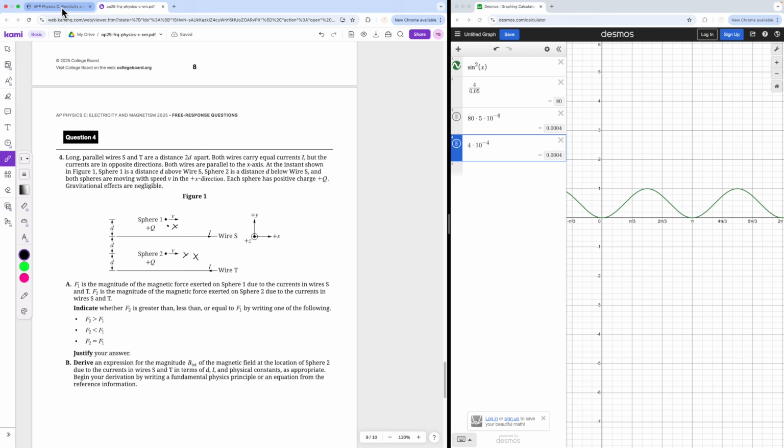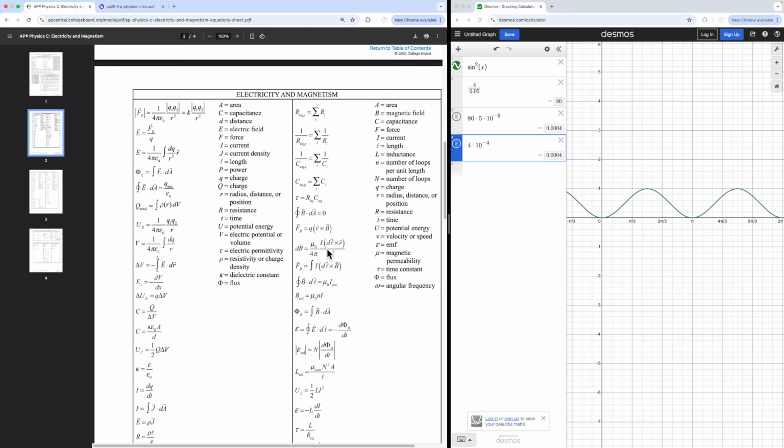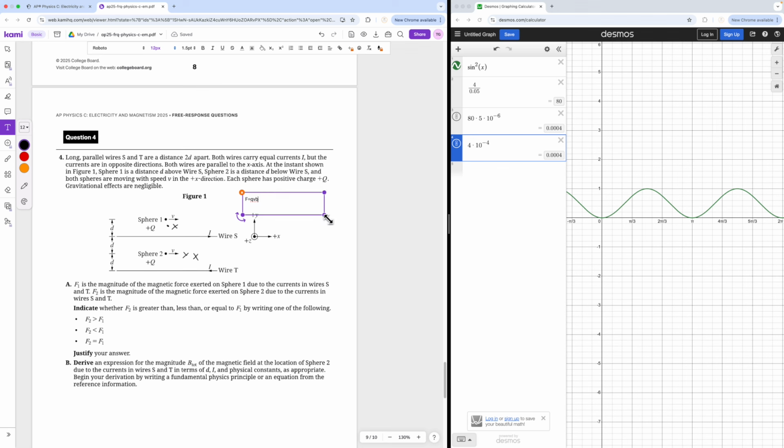And if we look at our equation sheet, actually you don't need that. You just need to remember that F equals QVB. And actually I'll still go to the equation sheet to show you. It should be somewhere here. F equals Q times V times B. If you have this, the stronger your magnetic field, the stronger the force is going to be. So that's why I'm going to be saying that force 2 is actually stronger than force 1.